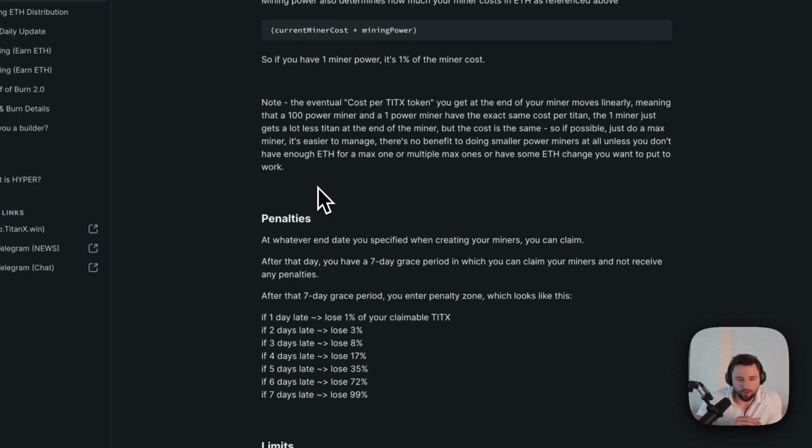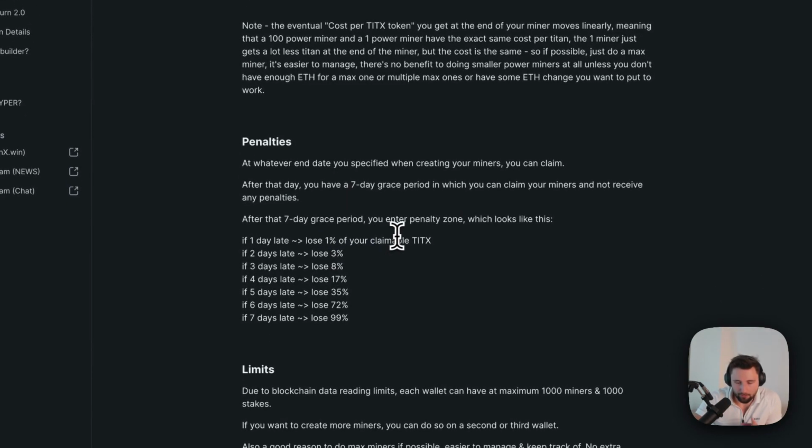So the way the penalties work, if you're 1 day late, you lose 1% of your claimable Titan X. But here's the important thing. This 1 day late only starts after a 7-day grace period. So let's say you put your miner to end after 280 days from starting it. You get 7 days to end it without any penalties whatsoever. We call this the grace period. But after those 7 days, it starts ticking down heavily. This is to promote people staying engaged with the protocol and watching their stats. Because the more engaging it is, the better it grows, because people care and it gets headspace in their mind. So you want to add these things in because it keeps it sticky.